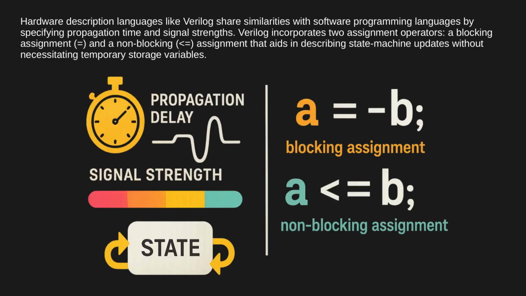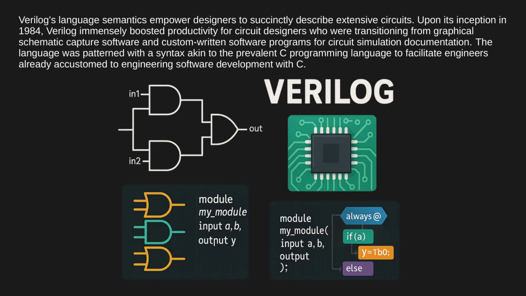Hardware description languages like Verilog share similarities with software programming languages by specifying propagation time and signal strengths. Verilog incorporates two assignment operators, a blocking assignment, equal sign, and a non-blocking, less than equal assignment that aids in describing state machine updates without necessitating temporary storage variables. Verilog's language semantics empower designers to succinctly describe extensive circuits.